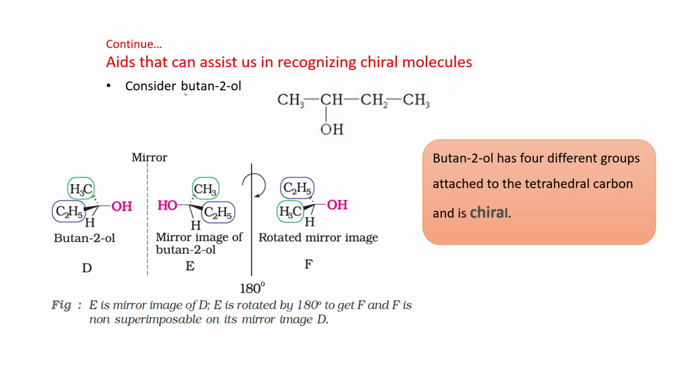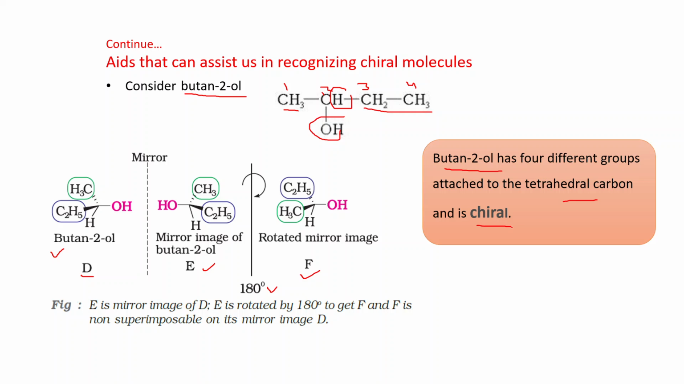Another example, consider butane-2-ol. This is 1, 2, 3 and 4. Now this carbon is attached with 4 different atoms and groups of atoms. This is CH3, this is H, this is OH, and this is ethyl, CH2CH3. Now we give its representation as D, its mirror image is E, and after rotation by 180 degrees we will get F. Butane-2-ol has 4 different groups attached to the tetrahedral carbon.